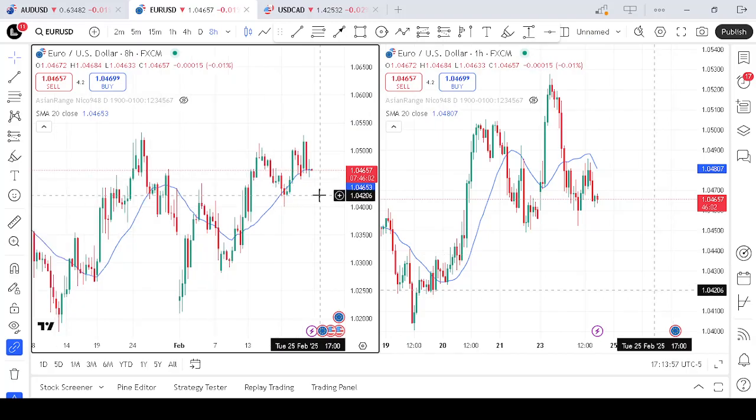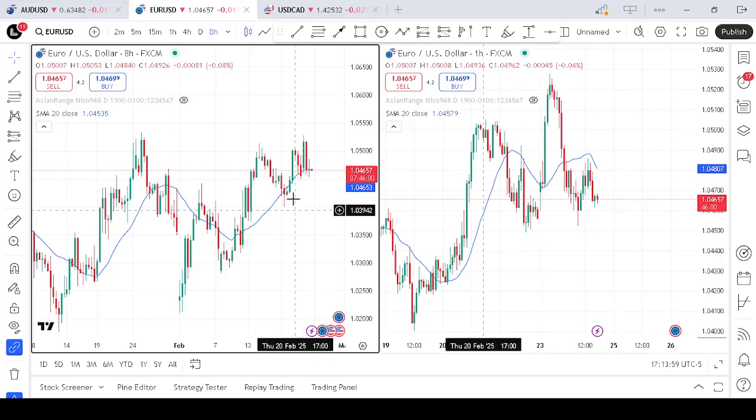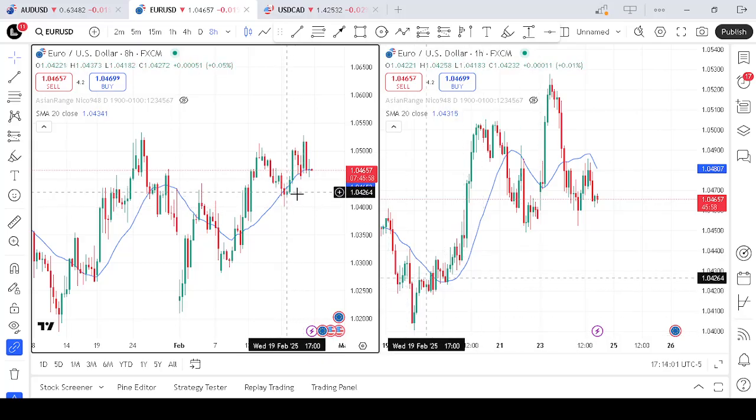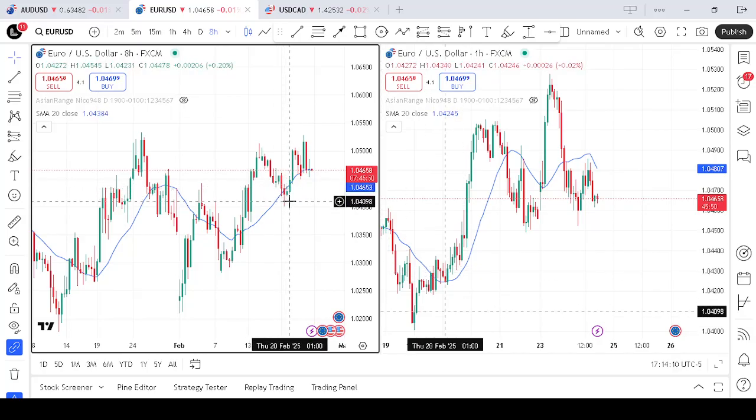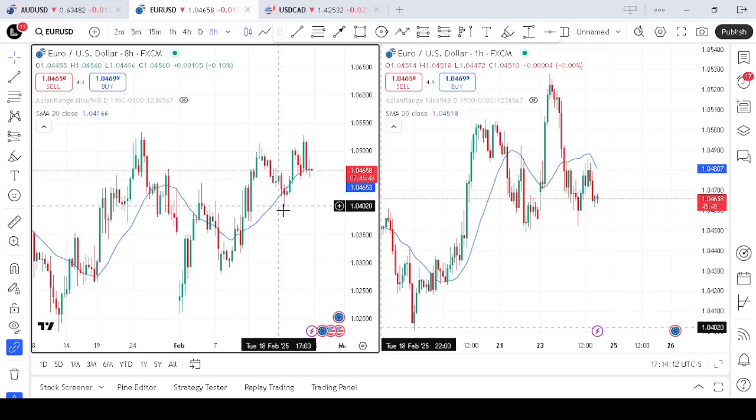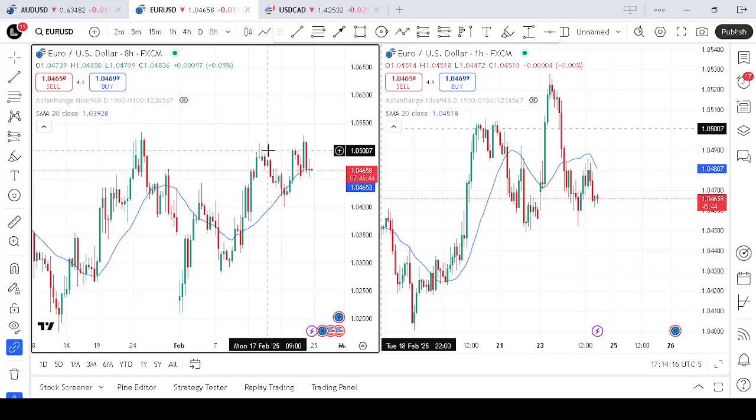Then we have to enter when price touches or bounces from the moving average. We also have to set our stop loss below the last swing low. We can put it 20 pips below the last swing low, or 20 pips above the last swing high.